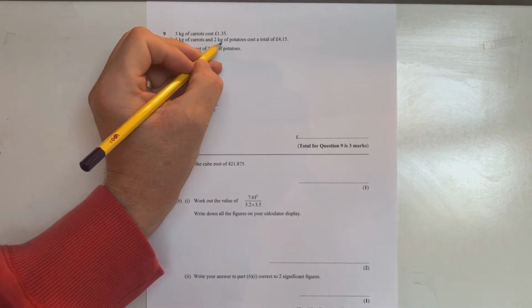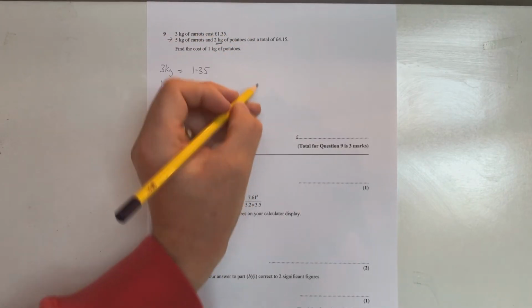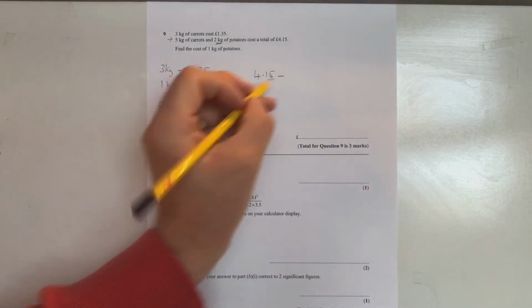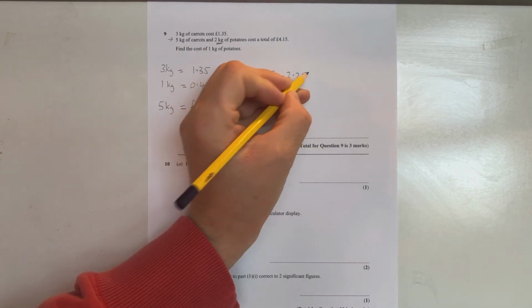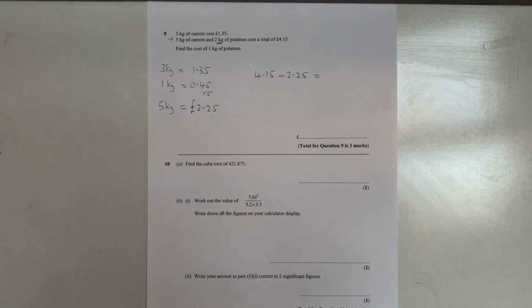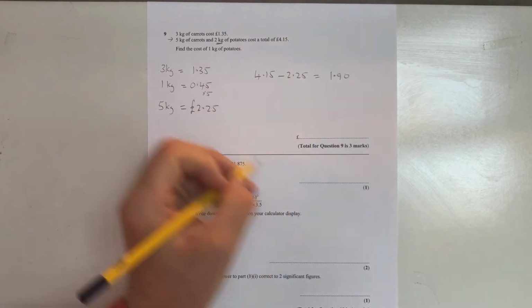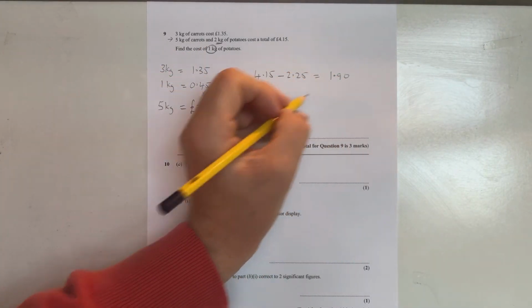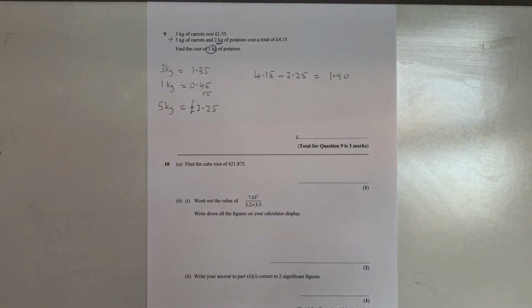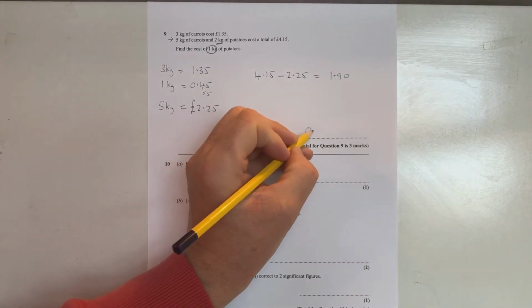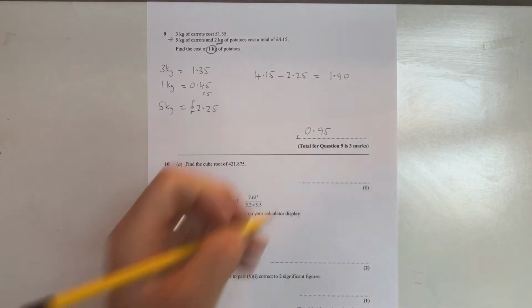So therefore the 2 kilograms of potatoes will cost £4.15. Take the carrots, which comes to £4.15, take the carrots off, £1.90. So 1 kilogram will be that shared by 2, which is 95p, £0.95.